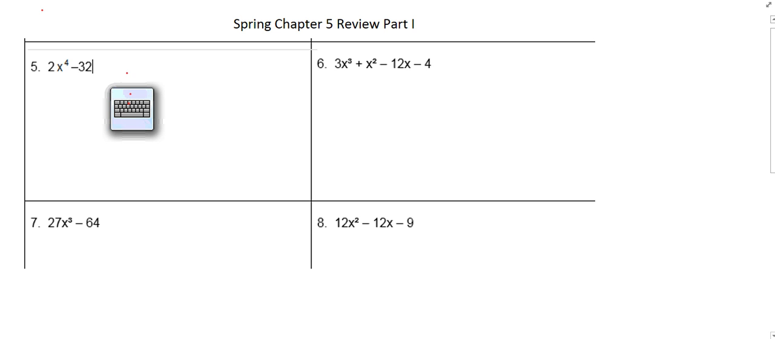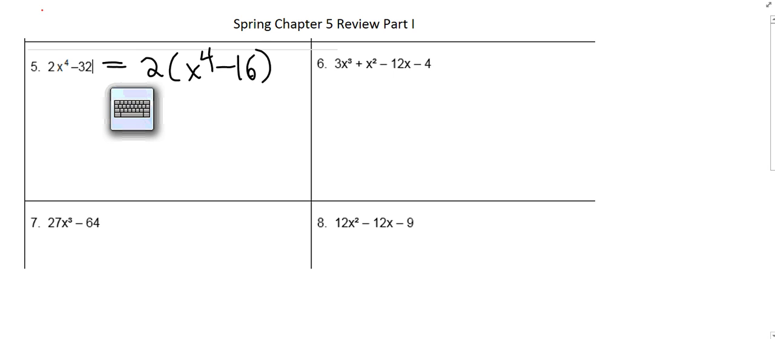We see 2x to the fourth minus 32, and notice that the 2 and the 32 aren't perfect squares, but they are divisible by 2, so we'll go ahead and see if we can divide a 2 out of that. If you divide a 2 out of that, you'll get 2 times x to the fourth minus 16.